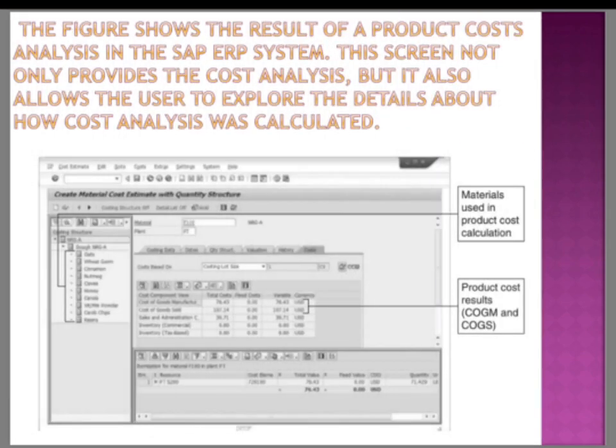So this figure shows the result of product cost analysis in the SAP ERP system. This screen not only provides the cost analysis, but it also allows the user to explore the details about how the cost analysis was calculated. So this SAP ERP product cost tool greatly reduced the time required to develop cost estimates, and it increased their accuracy because it gets its data directly from system modules where the data are real time.